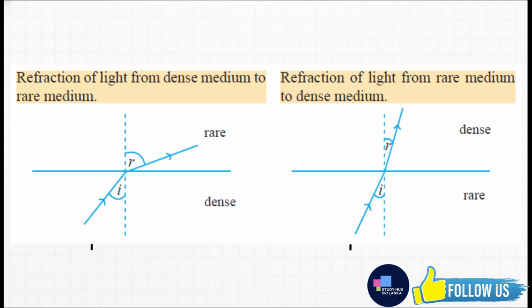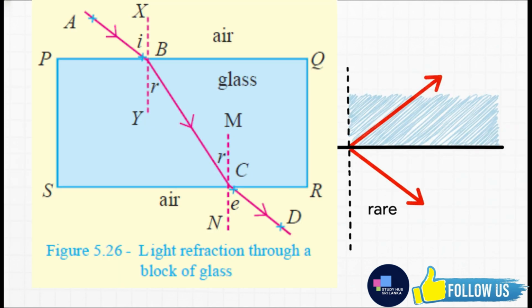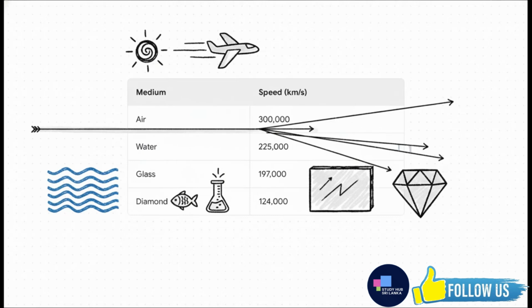Now, just like reflection, this bending follows two simple rules. First, we need to imagine a straight line drawn at a 90-degree angle to the surface. We call this line the normal, okay? So when light enters a denser medium, like from air into glass, it slows down and bends towards that normal line. And when it leaves the glass and goes back into the less dense air, it speeds up and bends away from the normal.